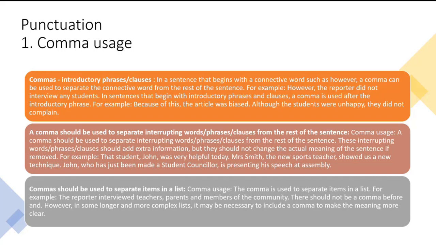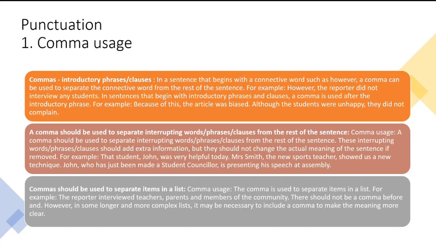Mrs. Smith, the new sport teacher, showed us a new technique. Now read the sentence without the new sport teacher. Mrs. Smith showed us a new technique. John, who has just been made a student counselor, is presenting his speech at the assembly. Now you will see that who has just been made a student counselor is additional information to really explain who John is, but it's not necessary for that sentence to make sense. It still makes sense even if we take out that information. That sentence makes grammatical sense because we have a subject, a verb, and a predicate, right?